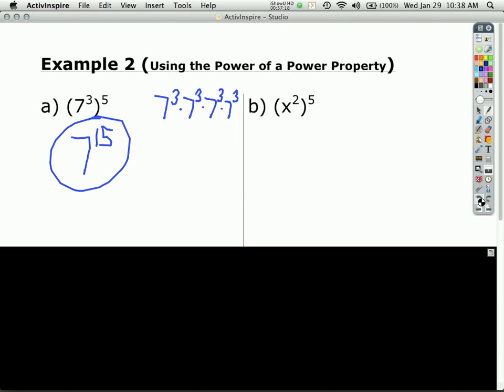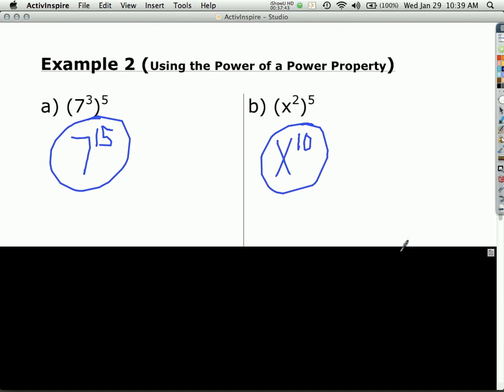Okay? So what about part B? Give me a thumbs up if you think you already know what part B will be. Stephanie, what do you think? Okay, x to the 10th power is proposed, and you give me a thumbs up if you agree. X to the 10th power. Good, put your thumbs down. So we're starting to see not so hard to find the end results.